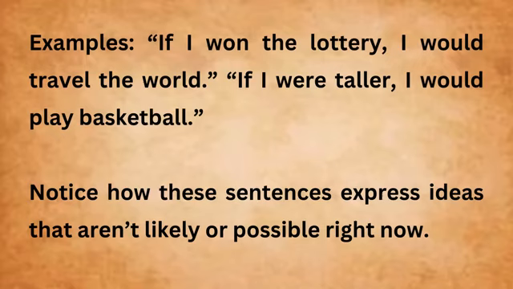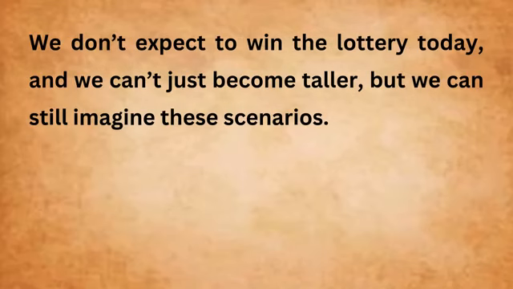Examples: if I won the lottery, I would travel the world. If I were taller, I would play basketball. Notice how these sentences express ideas that aren't likely or possible right now. We don't expect to win the lottery today, and we can't just become taller, but we can still imagine these scenarios.